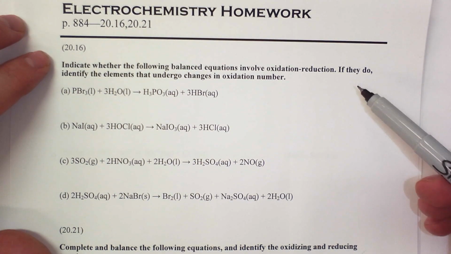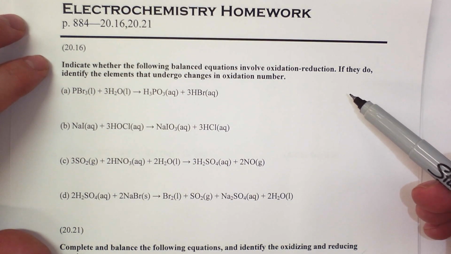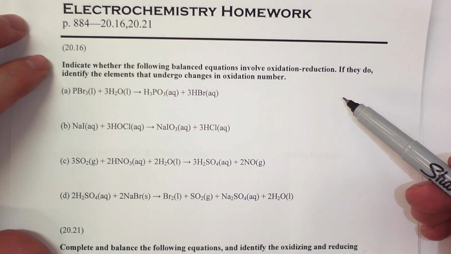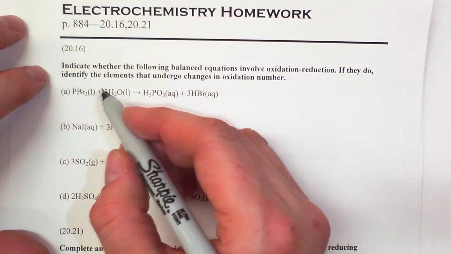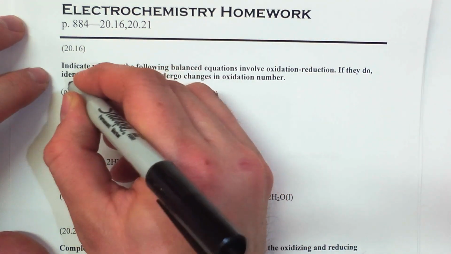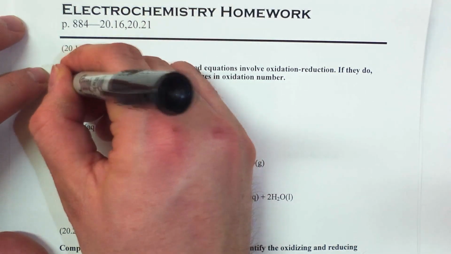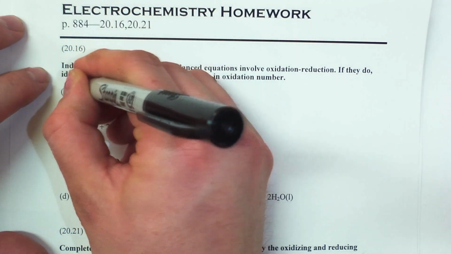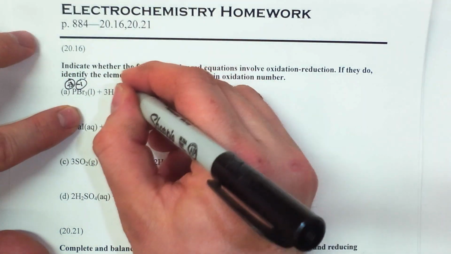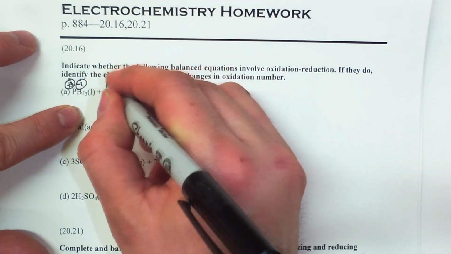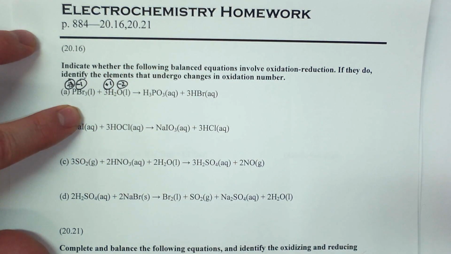Question 2016 says indicate whether the following balanced equations involve oxidation and reduction. If they do, identify the elements that undergo changes in an oxidation number. So for A, we're just going to work our way through. We have +3 for phosphorus, -1 for bromine, but there's 3 of them, so it cancels to 0. Oxygen's always -2, unless it's in peroxide.